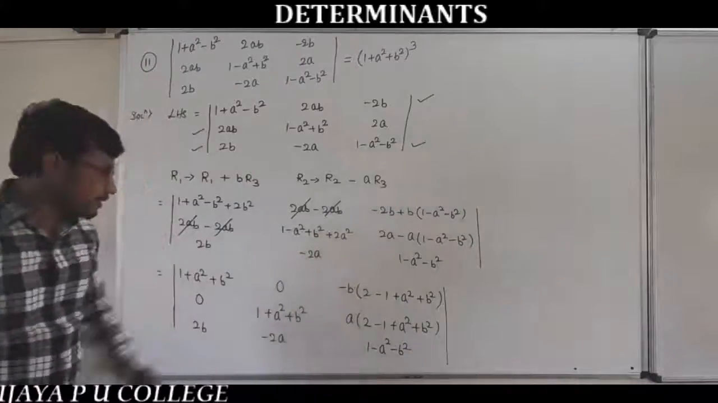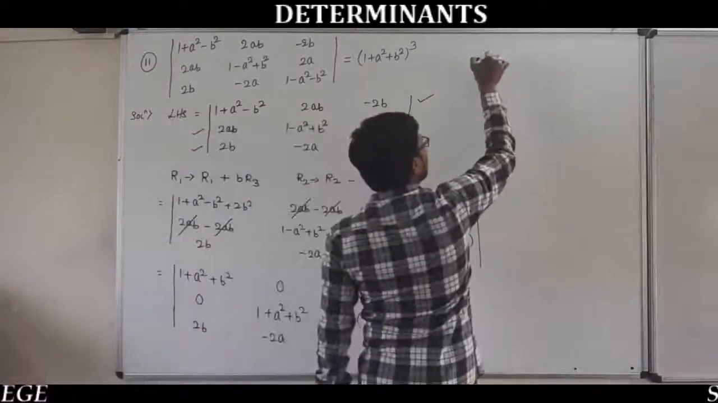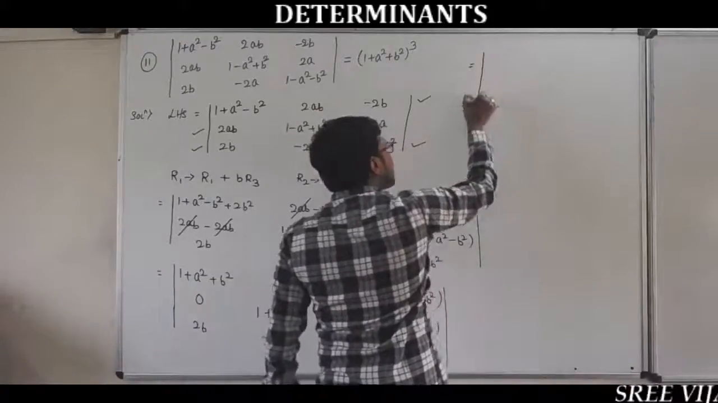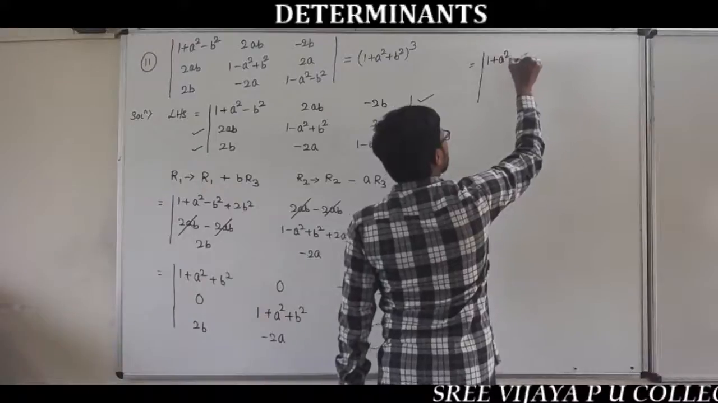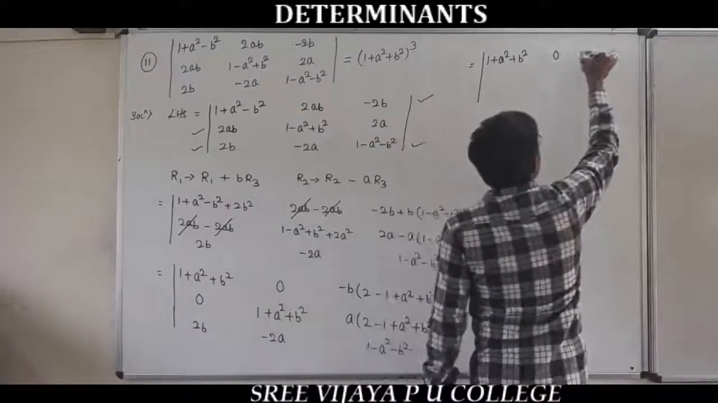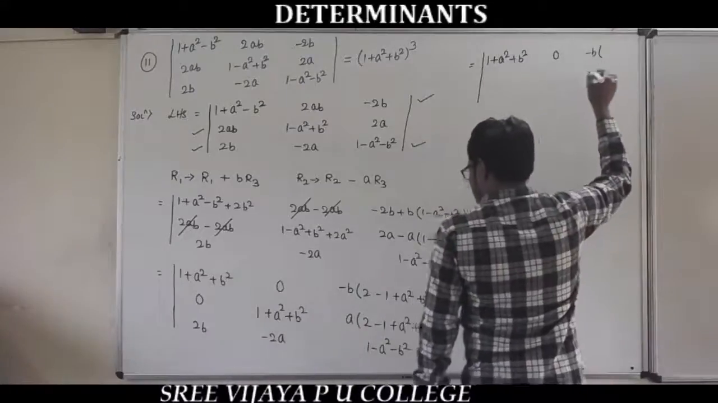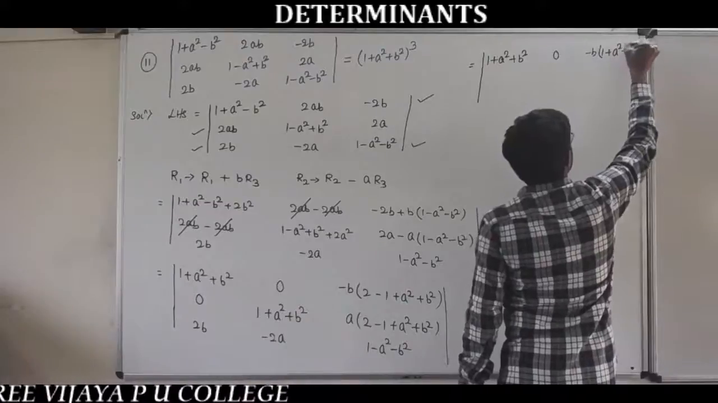So got this right? 2 minus 1, 1, again 2 minus 1, 1. So write the remaining term. So that equals to determinant of 1 plus a square plus b square, 0. So minus b common, what is remaining? 2 minus 1 is 1, right? So 1 plus a square plus b square.